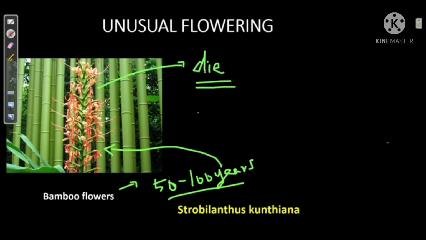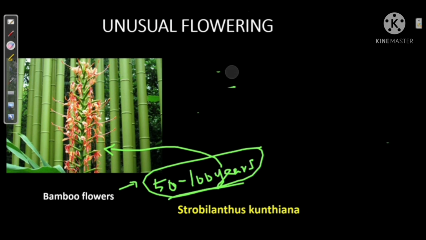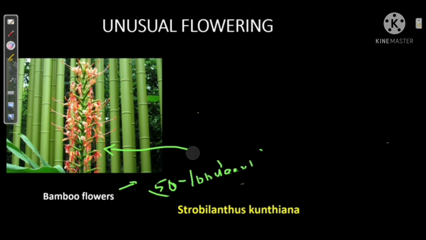So if you see bamboo trees flowering, that means they are going to die next. So they won't flower every year. Only after 50 to 100 years they flower. Bamboo. Now similarly, there is another plant that shows this unusual flowering phenomenon.